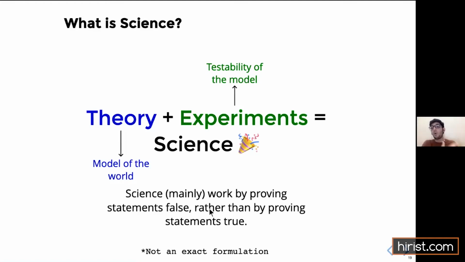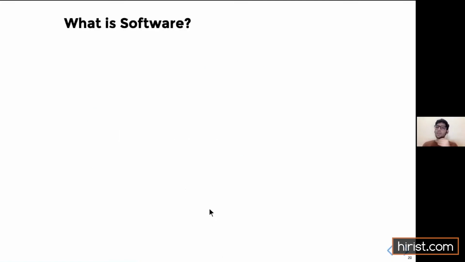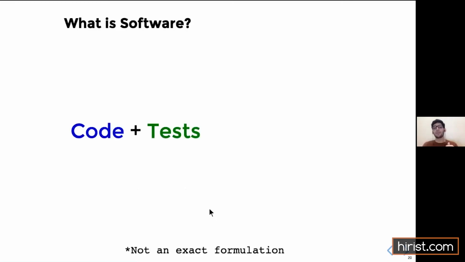Then you have to change the model because you have to take this new thing into account, right? Then what is software? So I can parallelly say that, again, not an exact formulation, the code plus test is actually equal to software. Why? Because the code that you write essentially is a model of the world, right? The code that you're writing is the model. As soon as you start writing the code, you create that model, right?